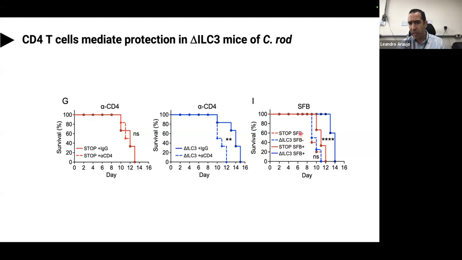So in our mouse colony, all the mice are SFB negative, but we have some mice that are SFB positive. So we tried to understand if the T cells from commensals are important in this context too. So we infect these mice that have SFB or not. As you can appreciate here, we saw that some of these differences are due to the presence of CD4 T cells stimulated by the SFB.